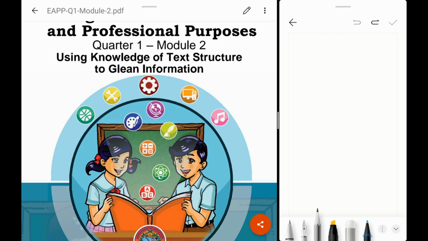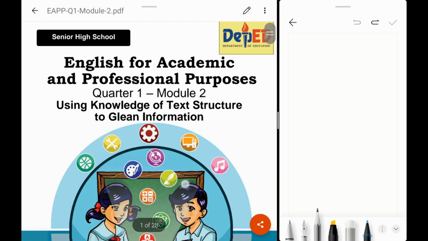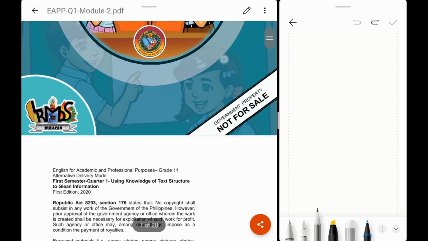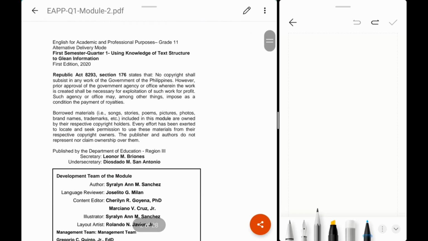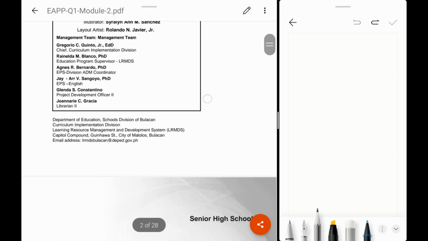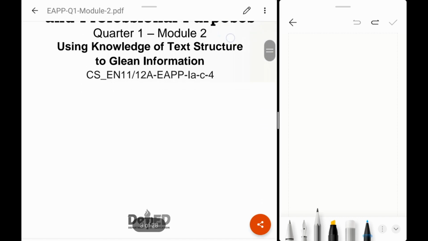Good day, everyone. Today we'll be discussing our second module for English for Academic and Professional Purposes, titled Using Knowledge of Text Structure to Glean Information. Let us skip the preliminary pages and proceed to the lesson per se.